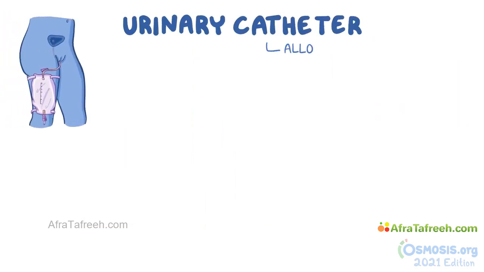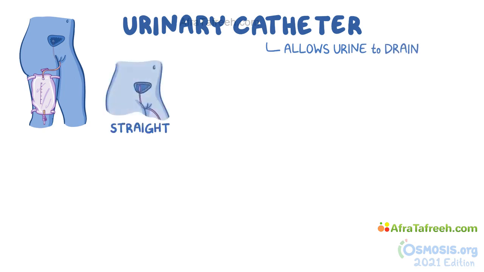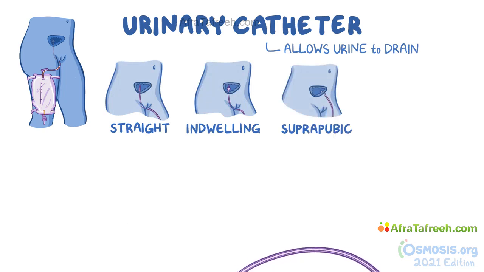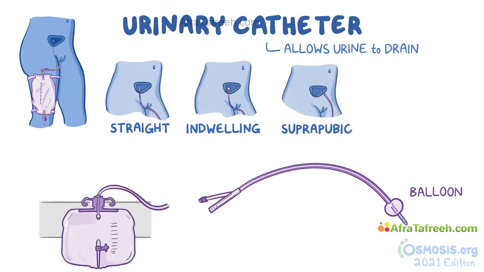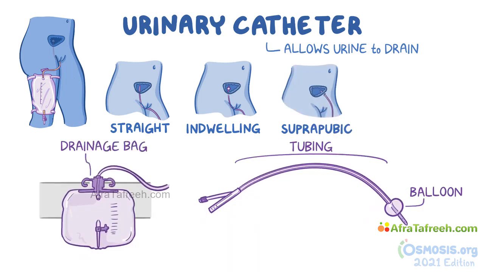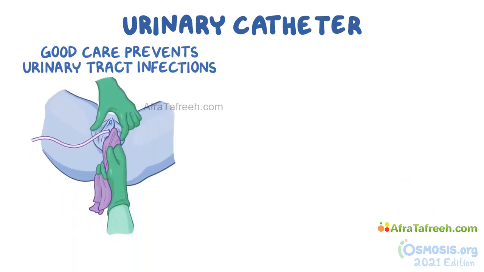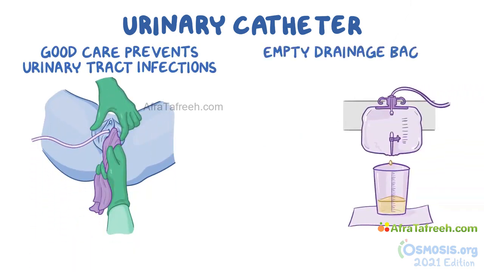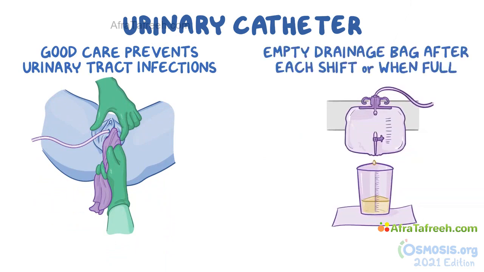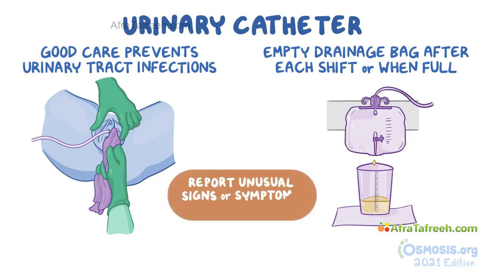Alright, as a quick recap, urinary catheters are commonly used to allow urine to drain out of the bladder. The most common types of urine catheters are straight, indwelling, and suprapubic catheters. Indwelling catheters consist of a balloon, tubing, and a drainage bag, and can have 2 or 3 lumens. Providing good care for indwelling catheters is important for preventing urinary tract infections. Emptying a urine drainage bag should be done after each shift or whenever it gets full. After every procedure, remember to report any unusual signs or symptoms to the nurse.